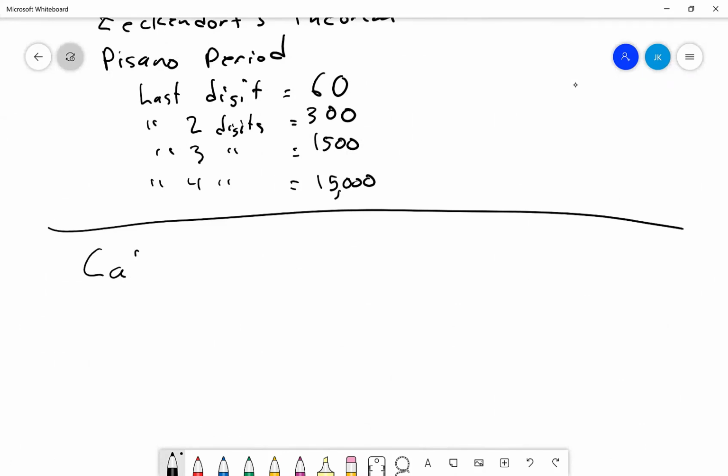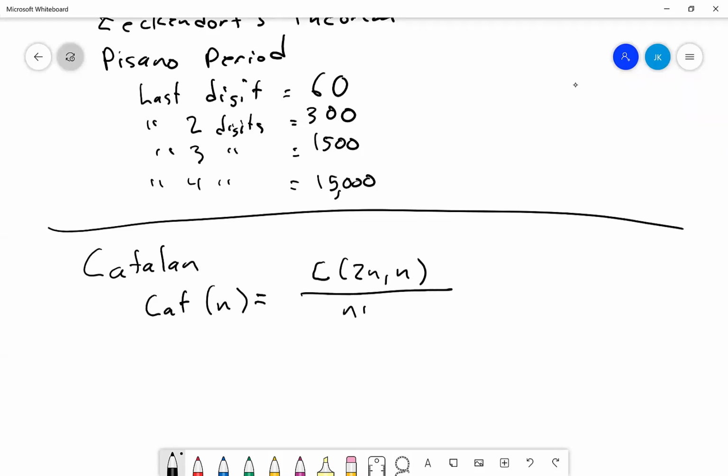Finally, the other one to mention are Catalan numbers. And the way that these are defined recursively is that cat of n is going to be, sorry, I'll write the base definition. It's C of 2n choose n, over n plus 1. And cat of 0 is equal to 1.